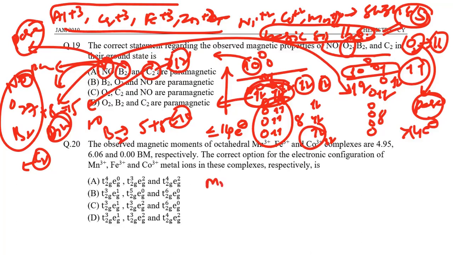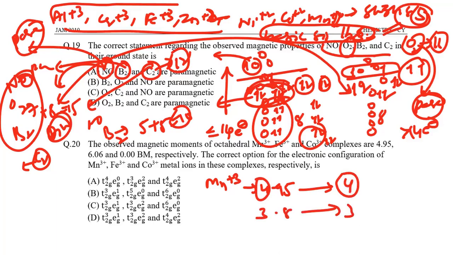Now just check for Mn+3. Here we have 4.95. So we can just check here. If we have 4 point something, 4 unpaired electrons should be there. If we have 3 point something, then 3 unpaired electrons should be there. If we have 2, 2 unpaired electrons must be there. If we have 5 point something, 5 unpaired electrons must be there, okay. So now just check it here for Mn+3. For Mn+3 it is 4.95, so it should contain 4 unpaired electrons.